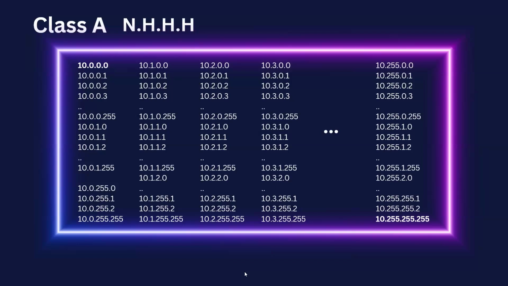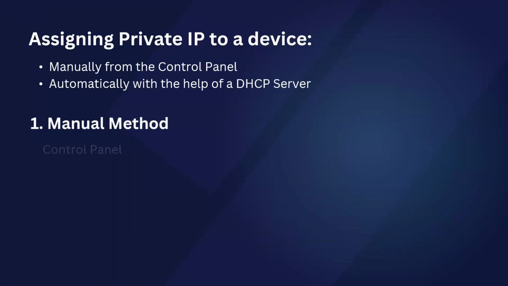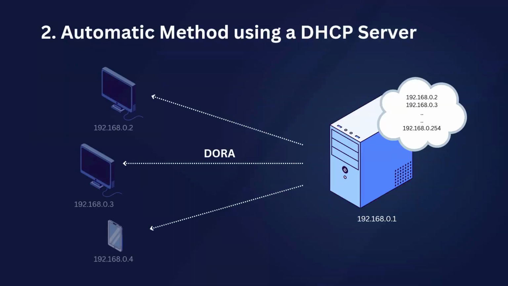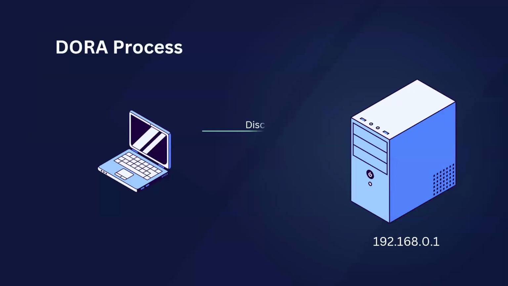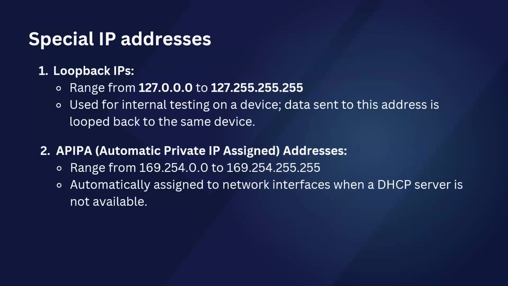And tomorrow, for people who have registered, we'll be talking about the next in-depth concepts: what is a subnet mask, how do you assign a private IP, what is the manual method to assign that, what is the automatic method, how do you assign it from a DHCP server, what is a DNS server, what are special IPs. We'll cover all that in the next session.